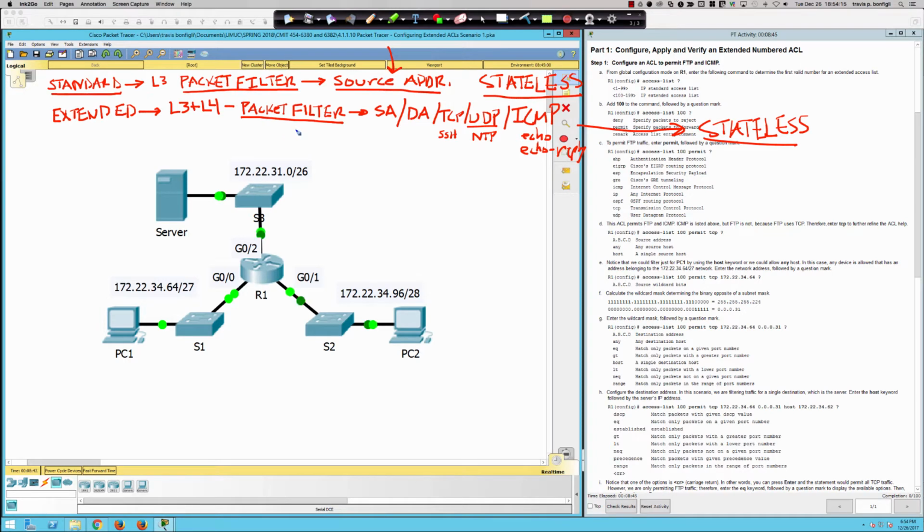Now, you may be saying to yourself right now, well, wait a second, Travis. We saw something in chapter 4 that talked about this established keyword. The established keyword, and that is stateful. And it is not, right?